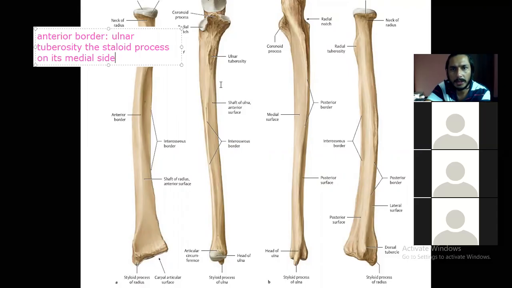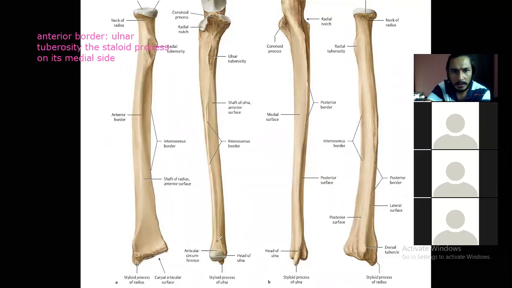Let me draw this border now. Here is the lateral border, and the interosseous border is somewhere here. Next is the anterior border, somewhere here. It extends up to the medial side of the styloid process of the ulna. So this is the anterior border. Are you getting up to here?